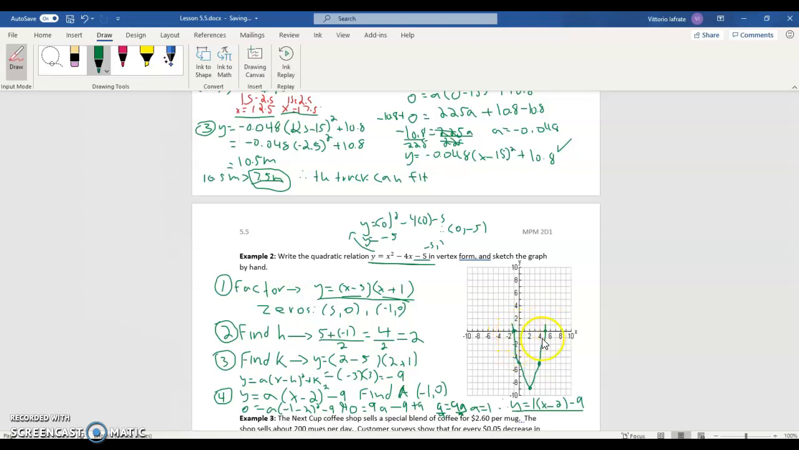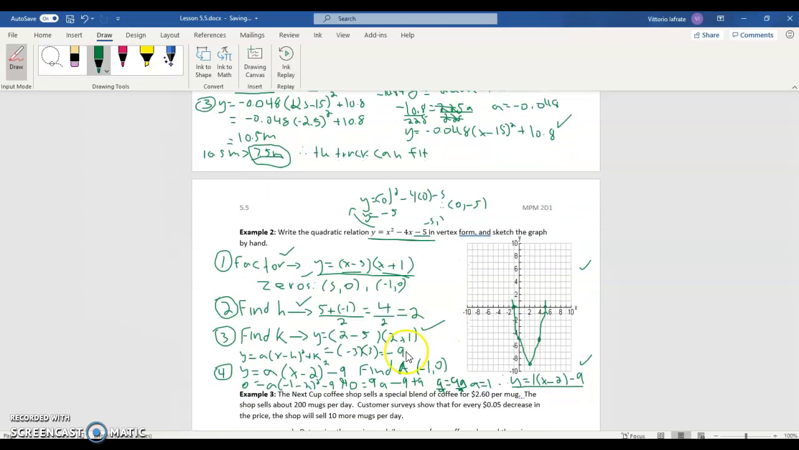It continues up this way. And there we've sketched the graph by hand. We found the vertex form. To do that, we had to factor first, find the zeros, find the x value of the vertex by knowing that it's in between the two zeros, find the k value by plugging that x value into the equation that we have, find the a value by using any of the points, zeros, to find the a value.